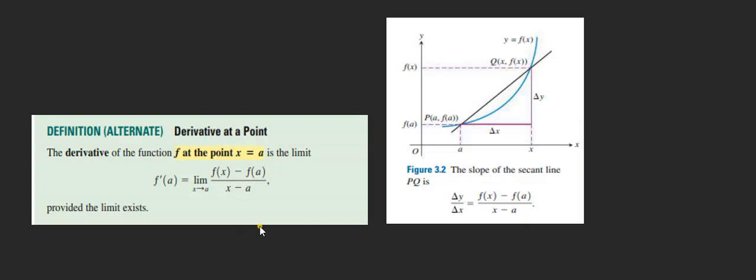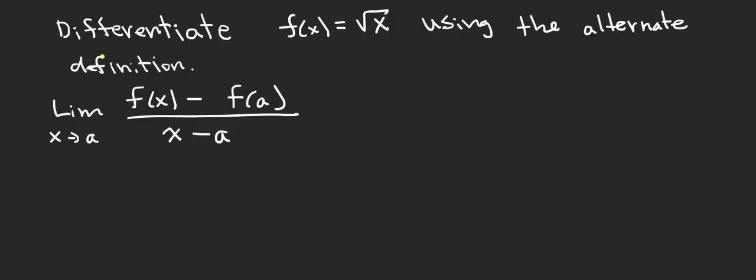Let's take a look at some examples. Let's take a look at this example. It says differentiate, which means to find the derivative or find the slope of f of x equals radical x using the alternate definition. And here we have the alternate definition. So, limit as x approaches a. Basically, we want to find f prime of a right now. That's what we're doing.